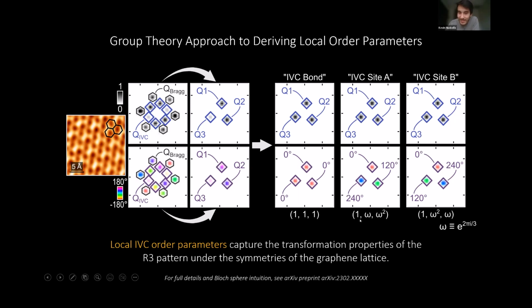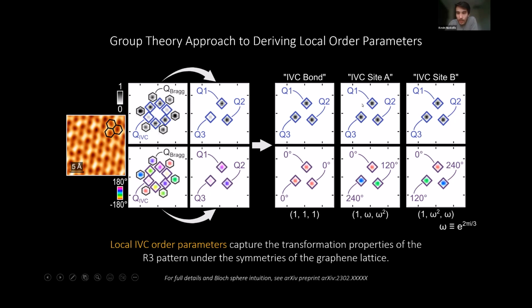A third way to say this, if you're really well versed in group theory, is to recognize that these are irreducible representations of the C3 point group. This is all saying the same thing. This is a nice basis to choose, and decomposing STM images into these sets of order parameters will allow us to say with certainty that the state breaks C3 symmetry, because we know that each one of these has C3 symmetry encoded into its definition.